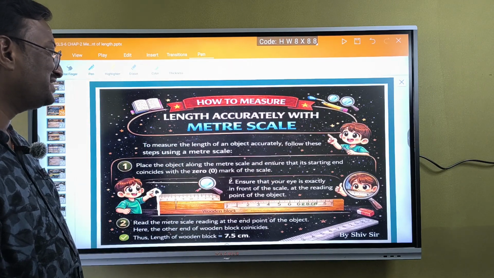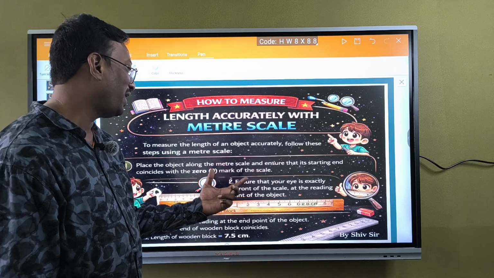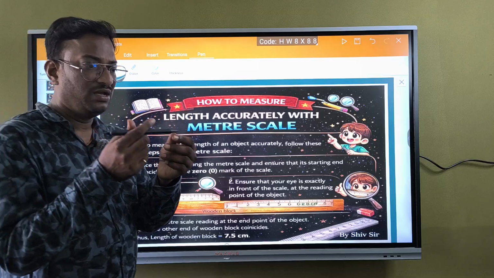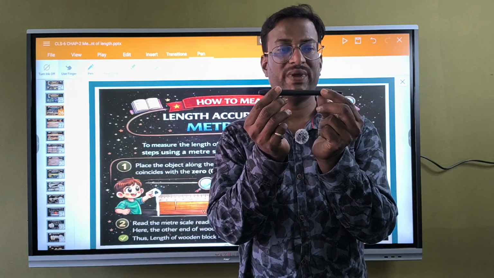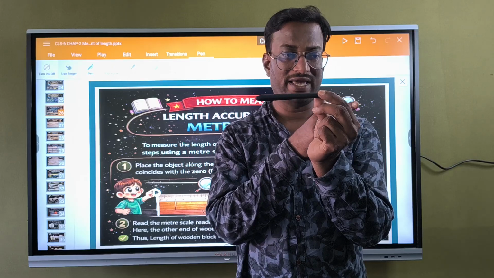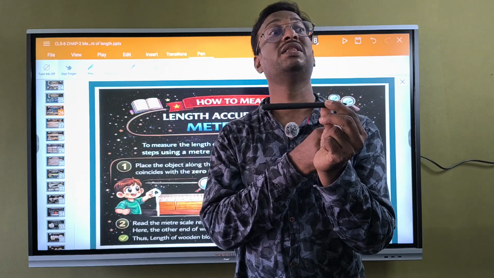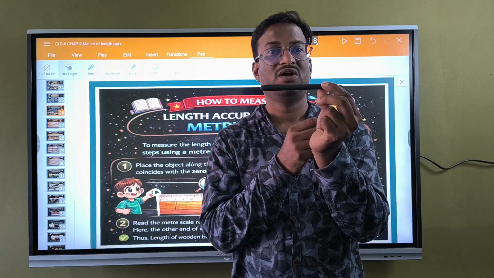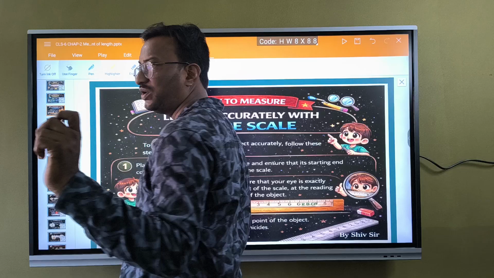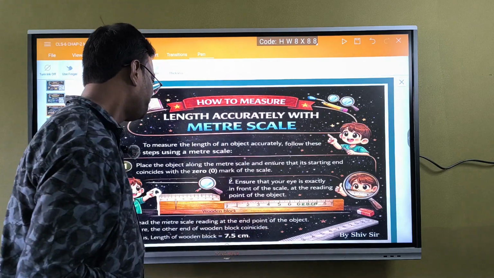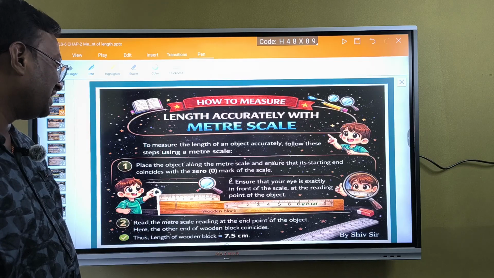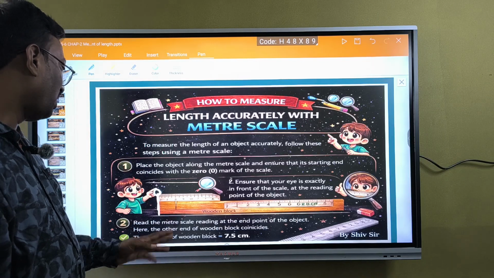Ensure that your eye is exactly in front of the scale while reading the reading point of the object. While reading, if this is the scale and this is 0, you have to look directly there, and you should not look from this side or that side. Your eye should be exactly straight, otherwise you are going to get a mistake, a false reading.